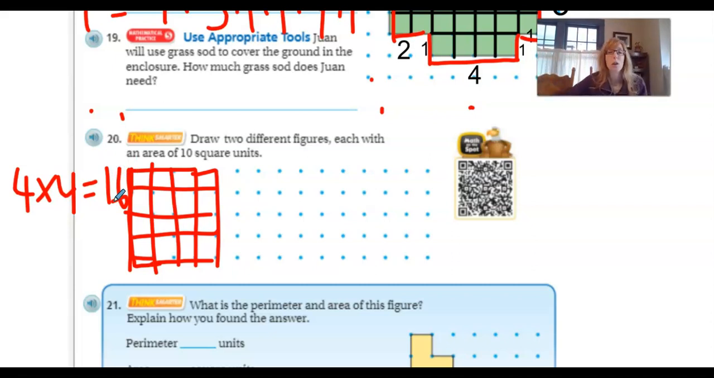So I need to go in and I need to erase, let's see, I need to erase 6. So if I got rid of those and those, I would have, and let me count, 1, 2, 3, 4, 5, 6, 7, 8, 9, 10. Perfect. All right, so now I have 10, and it kind of looks like a chair. So I have to draw something else that has 10 square units.